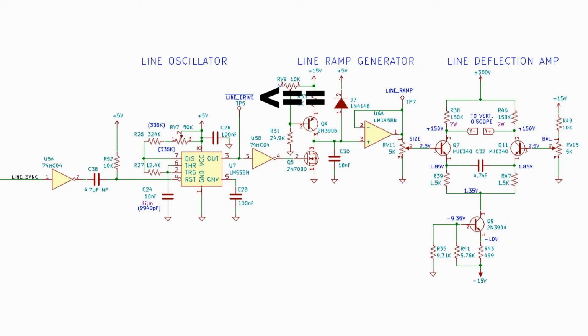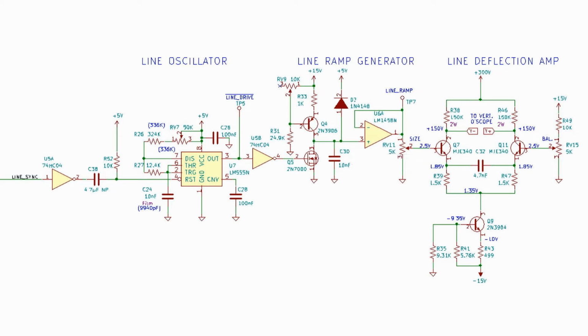Once again, we invert the pulse to make it positive to drive our FET switch, the 2N7000 Q5, to reset our line ramp capacitor. You'll note that this capacitor is 10 nanofarads, much smaller than the 4.7 microfarad in the frame circuit.